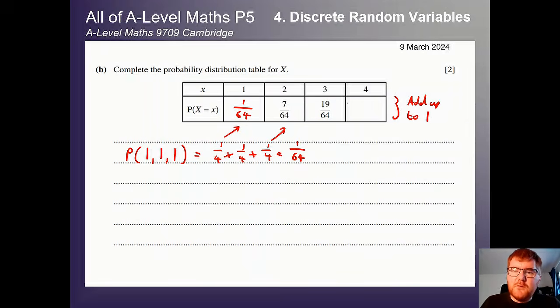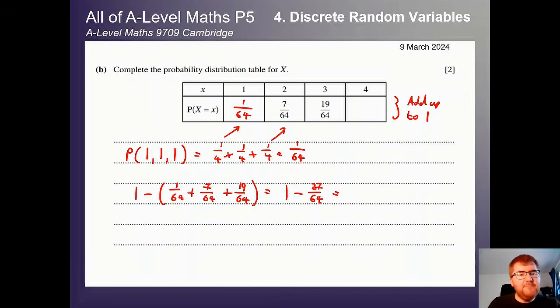So if I want to work out the missing probability here, what I need to do is do 1 minus all the others added together. Again, a probability distribution table always adds up to 1. So if we simplify this down, we've got 1 plus 7 plus 19. Again, if you're very afraid of making a mistake, of course you can use your calculator in the exam.